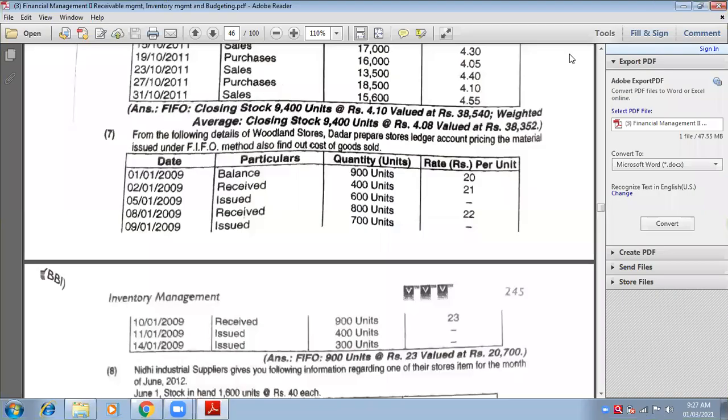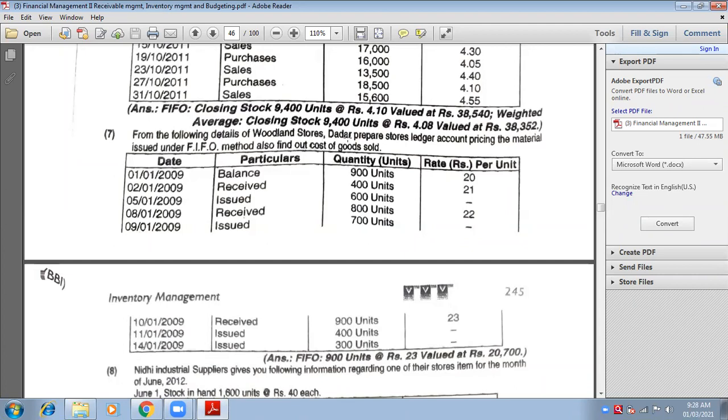So let's do this question number 7 with the FIFO weighted average method, and take the same sum for FIFO method as homework. Please note down, FIFO method will be homework. Weighted average, we are going to do it now. From the following details of Woodland stores, prepare the stores ledger account, pricing the material issued under FIFO, weighted average method.